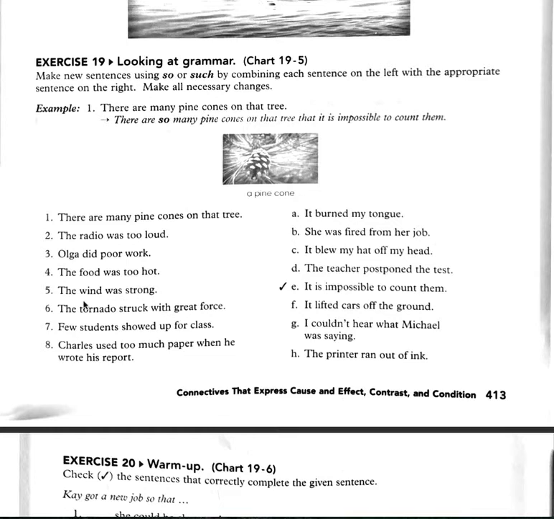Number 5. The wind was strong. Okay? So here, strong is an adjective. It's not followed by a noun. So you're going to use so. The wind was so strong that, letter C, lowercase I, it blew my hat off my head. The wind was so strong that, letter C, it blew my hat off my head.